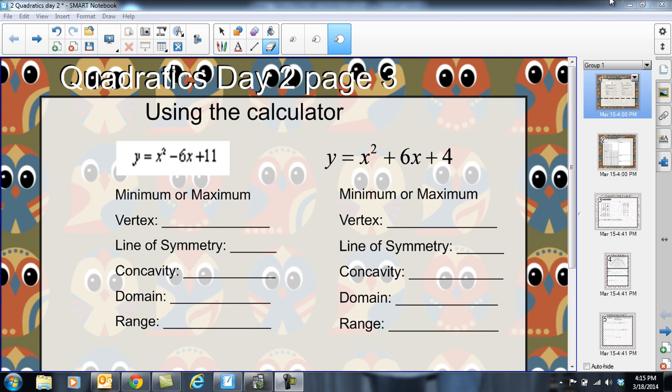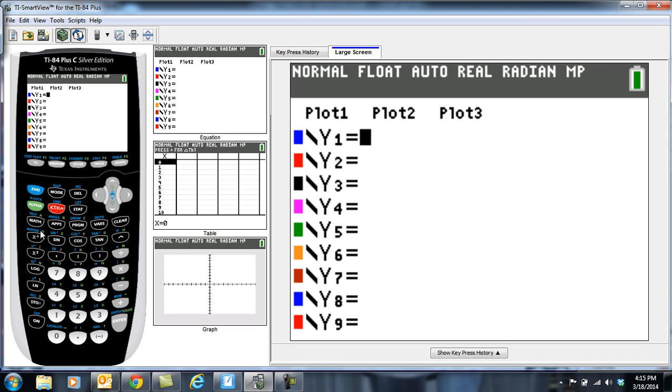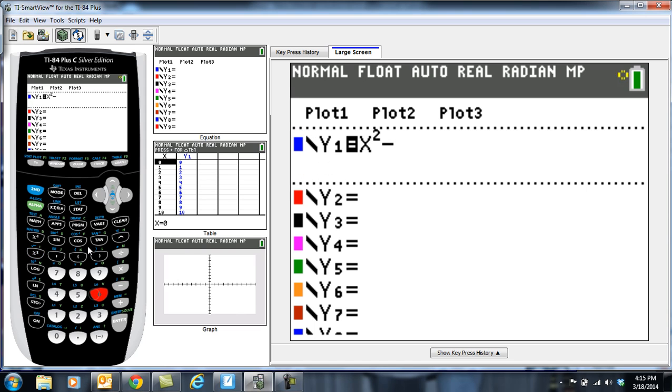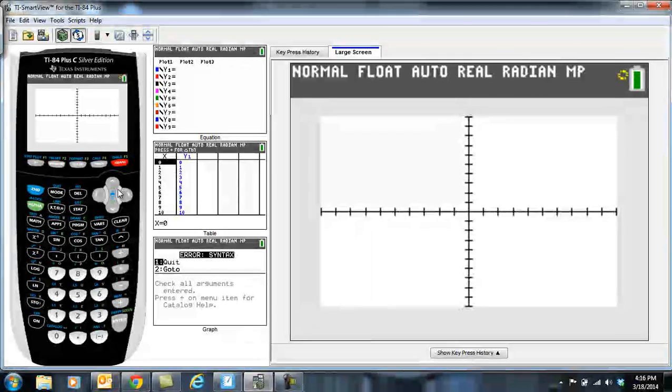So this first function that we have is y equals x squared minus 6x plus 11. And so the first thing we're going to do is put that in our calculator. So we're going to go over here to y equals, and we're going to type in x squared minus 6x plus 11. And Miss G is going to go back and double check that that is really the function we're looking at. And then we're going to graph it because we want to see what it looks like. So I'm going to hit graph so that it draws the picture of the parabola.